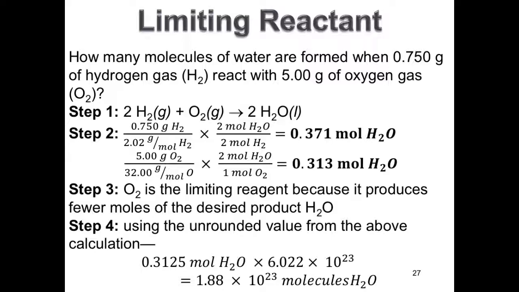Using the unrounded value for moles of water, we can finish, because the question asks for how many molecules. To go from moles to molecules, use Avogadro's number. 0.3125 moles of water times Avogadro's number gives us the answer of 1.88 times 10 to the 23rd molecules of water.